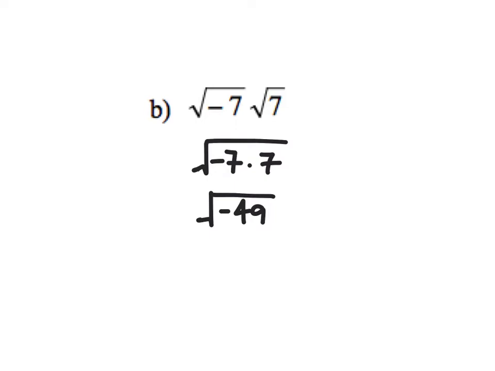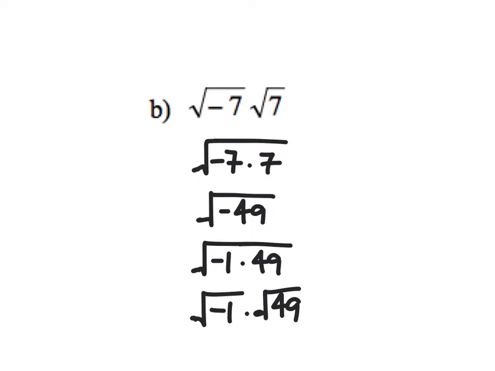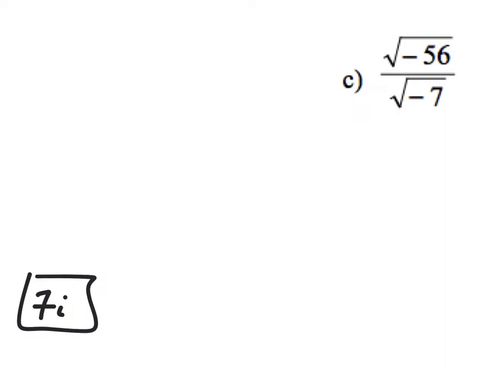From that, now I split this up. If I've got the square root of negative 1 times 49, I usually split that up: the square root of negative 1 times the square root of 49. I can take the square root of both, and this gives me i times 7. Usually when we write this, we write 7i as a result, and that's our answer. Okay, let's take a look at the next one.